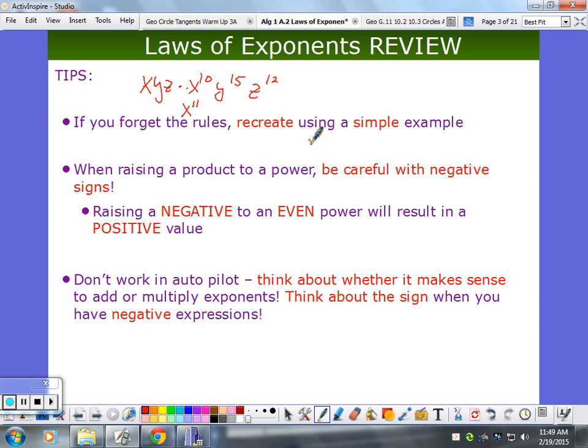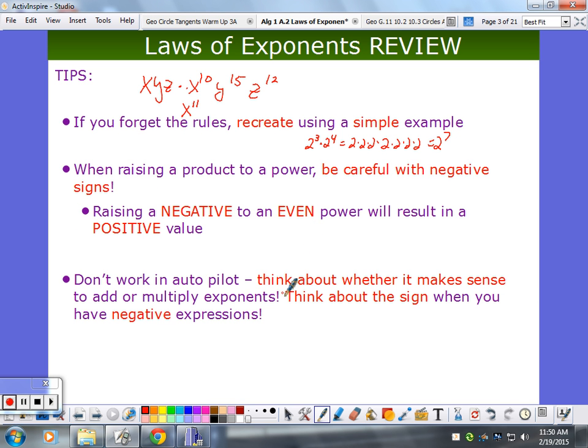Do a simple example. What's 2 to the 3rd power times 2 to the 4th power? Remember, that's 3 factors of 2 times 4 factors of 2. That's going to be 7. Oh, okay, I add. So that's what I mean by come up with a simple example if you can't remember the rules. This is kind of an important point here.